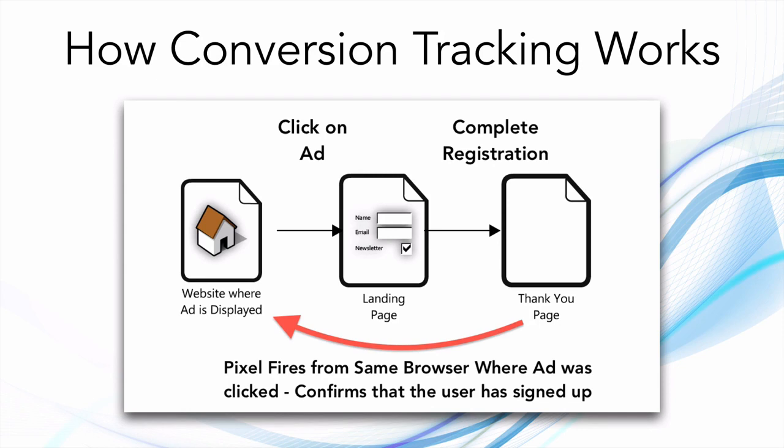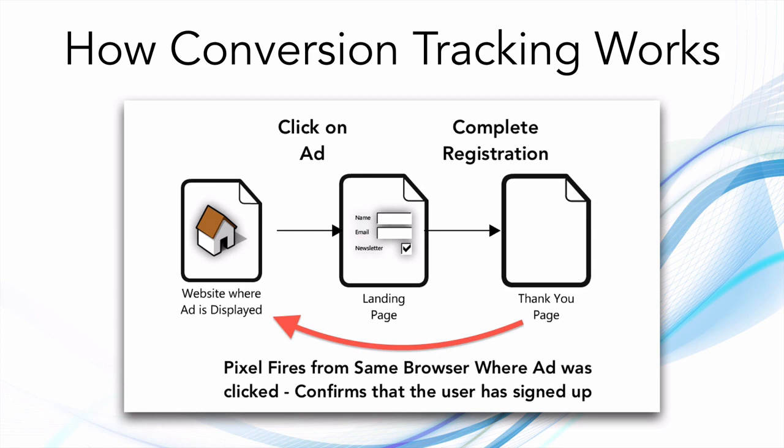What happens is that when this happens in the same session, using the same computer, using a particular internet connection, using the same IP address, the technology can track that this particular person who came to the thank you page came from this particular ad, and that is how conversion tracking works. There is a technology called pixel firing technology, which is basically a 1 pixel by 1 pixel image that loads on that particular page. So the pixel fires from the same browser where the ad was clicked, and this confirms the user has signed up. Conversion tracking really does not help if you have only one campaign and if you have only one landing page.